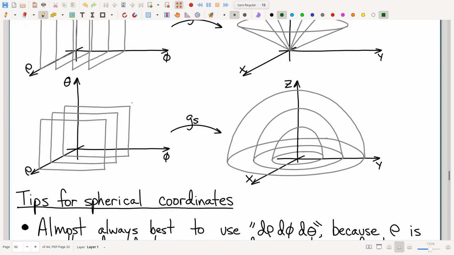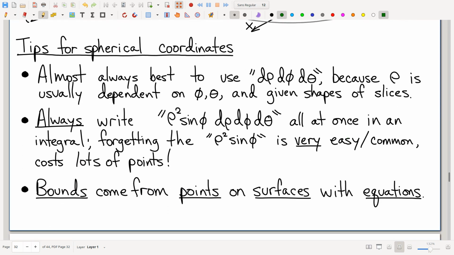Even worse for rho. If you look at a constant value of rho, well, oh gosh, that's a sphere. So really not familiar with knives that cut in that shape. So bad news. But here's the good news. The good news is, in practically all cases, you want to slice in this order: d rho, d phi, d theta.